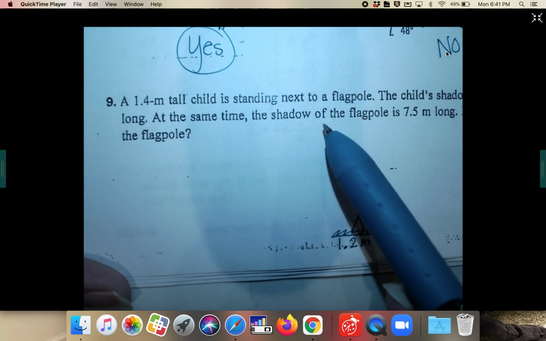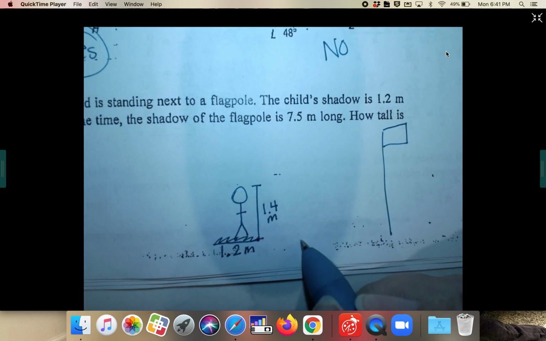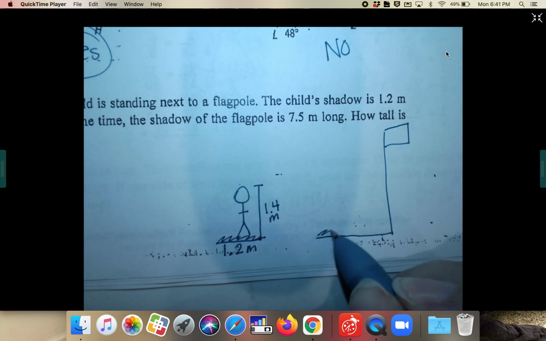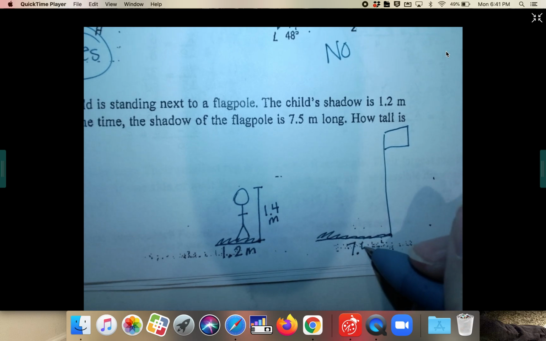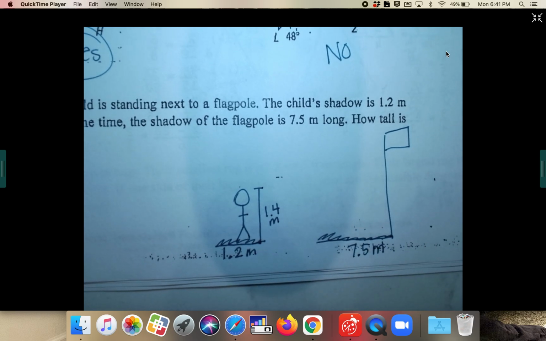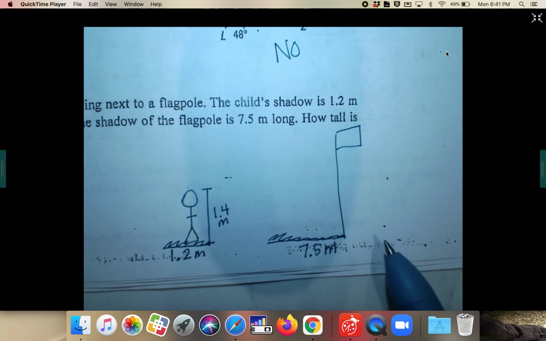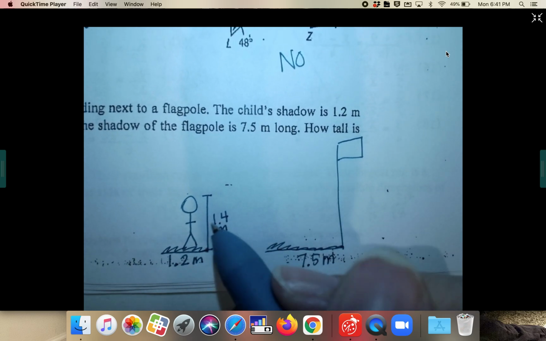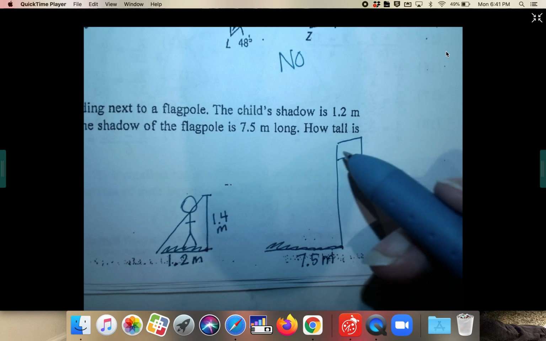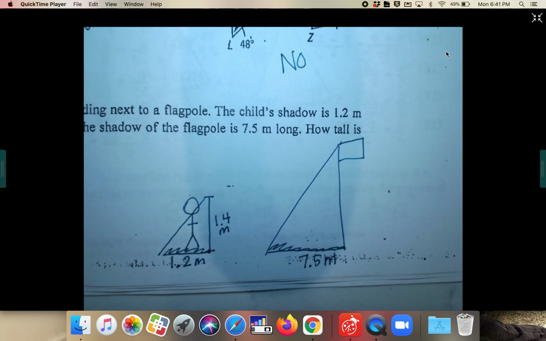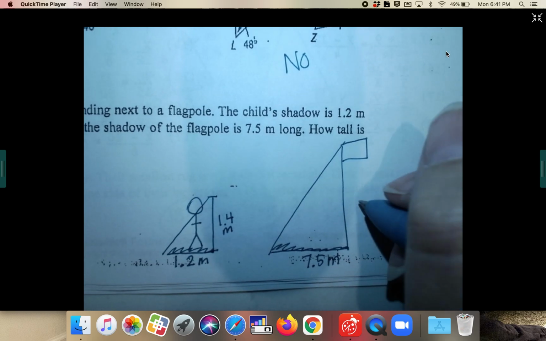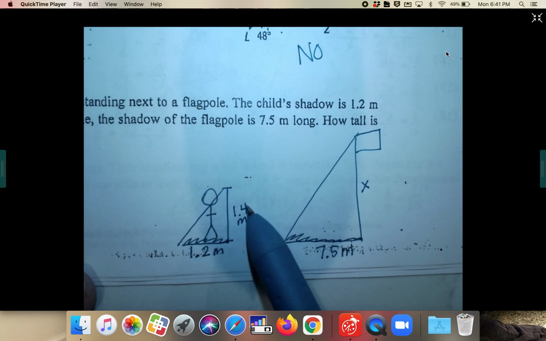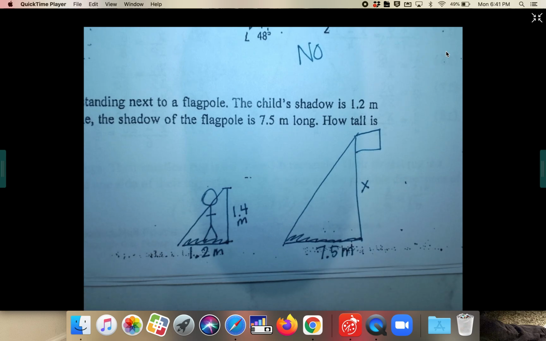And at the same time, the shadow of the flagpole is 7.5 meters. How tall is the flagpole? So shadows that are cast are similar. I would see that this is actually 2 triangles we're talking about, and we're trying to figure out how tall the flagpole is. So I'm going to put an X here. If they're similar, they would be on the same scale factor. So I would just set it up exactly like this.